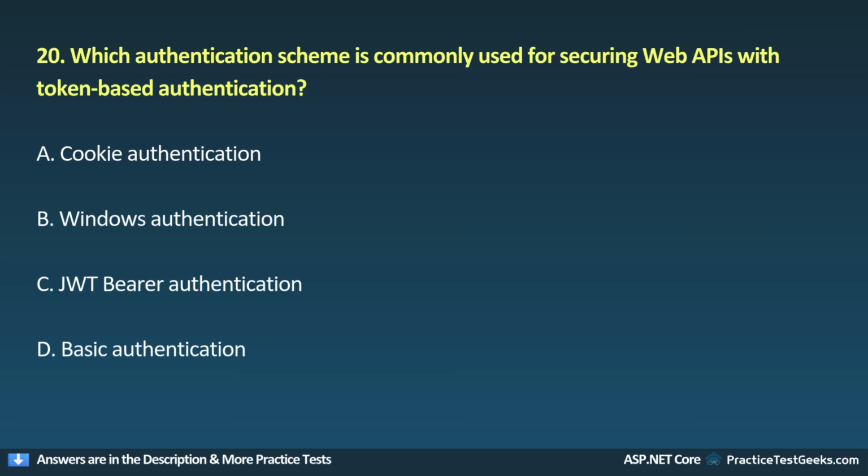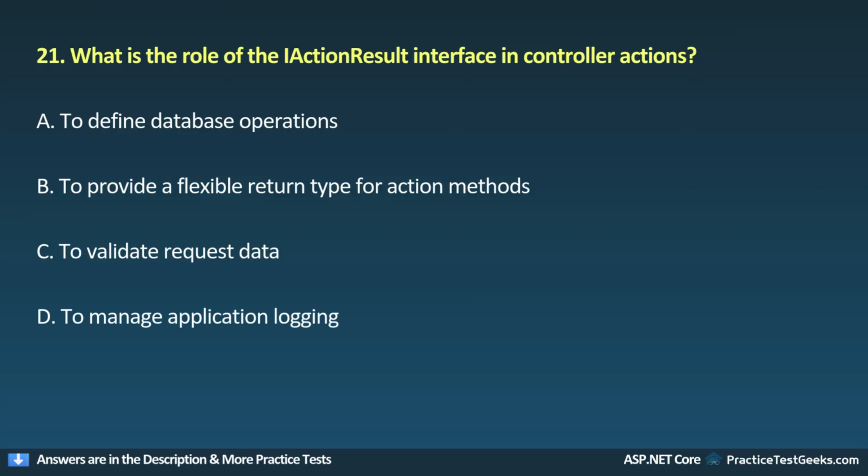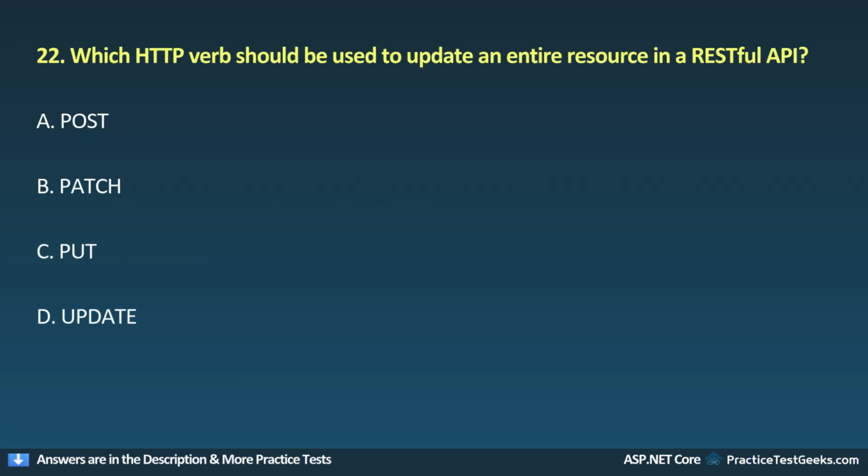B. Windows authentication. C. JWT bearer authentication. D. Basic authentication. What is the role of the IActionResult interface in controller actions? A. To define database operations. B. To provide a flexible return type for action methods. C. To validate request data. D. To manage application logging.